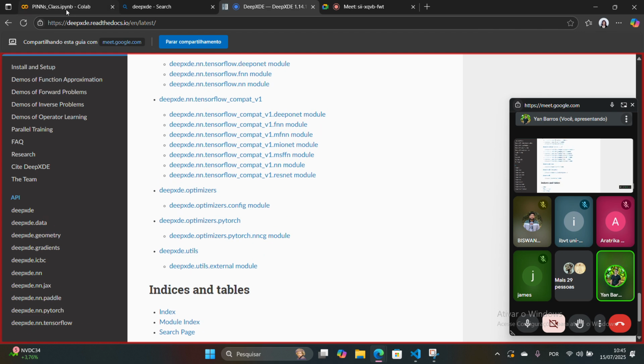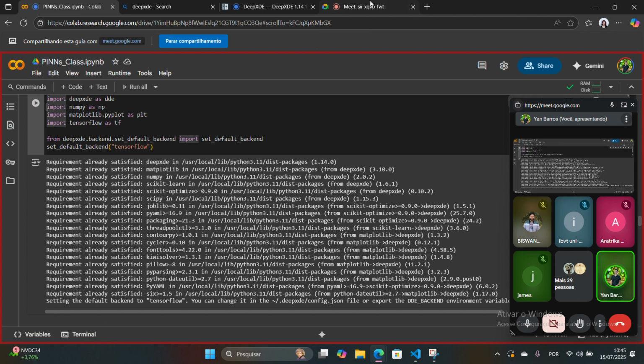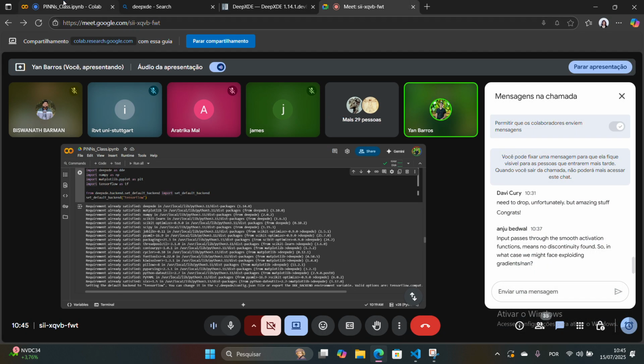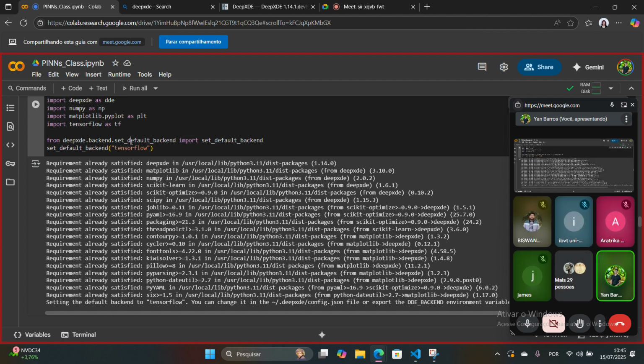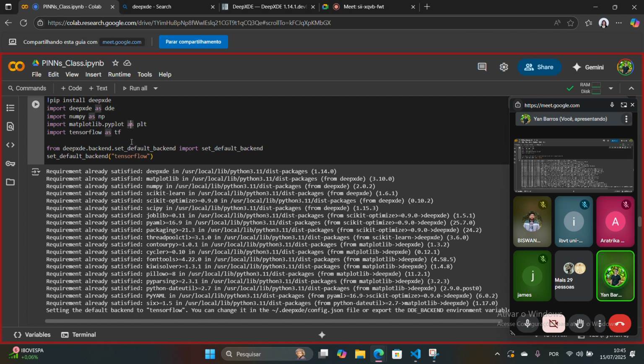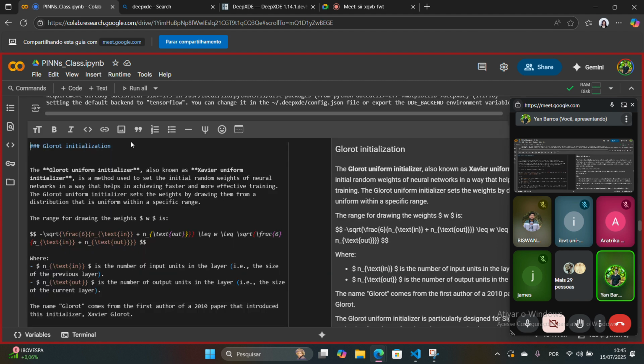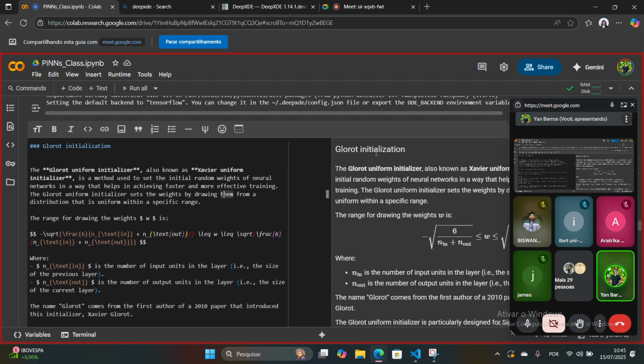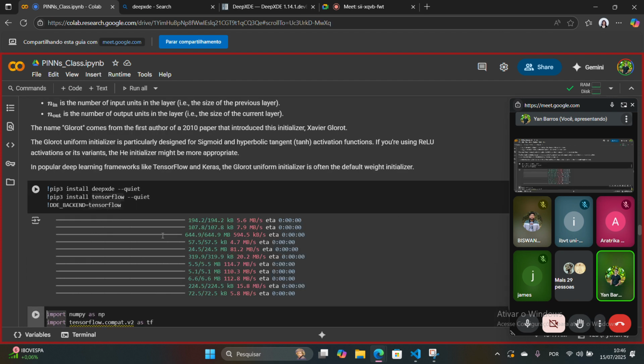Yeah, I think these are the main concepts for understanding the DeepXDE framework. If someone used this before, just let me know. I didn't use DeepXDE too much, so I just brought an example here to show you the way we can use it. So we are importing DeepXDE, and we put dde here as an alias. Here I set TensorFlow as the backend. I was using the global initialization for this example. You can check more here after the call.